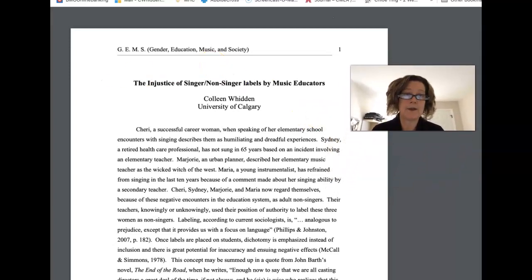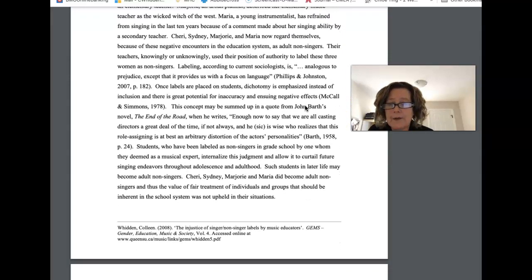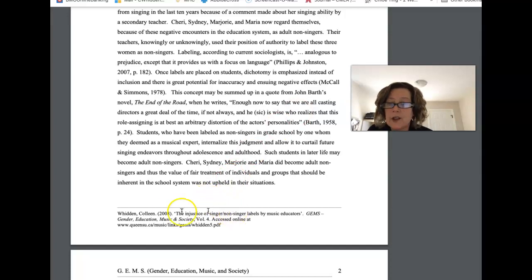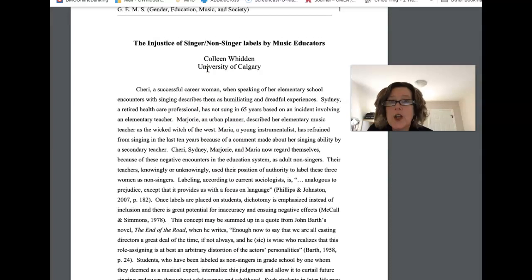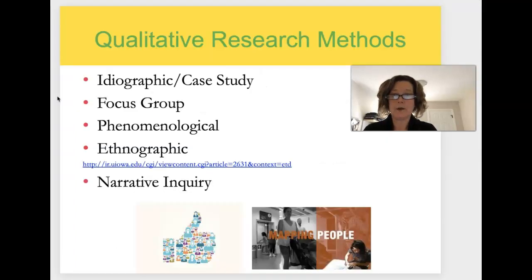I am definitely a qualitative researcher, focusing on narrative inquiry. This is an article that I wrote several years ago when I was still at the U of C, for GEMS, Gender Education, Music, and Society. I looked specifically at 12 singers who then labeled themselves as non-singers. So that's just a little bit of a jump into what that looks like.